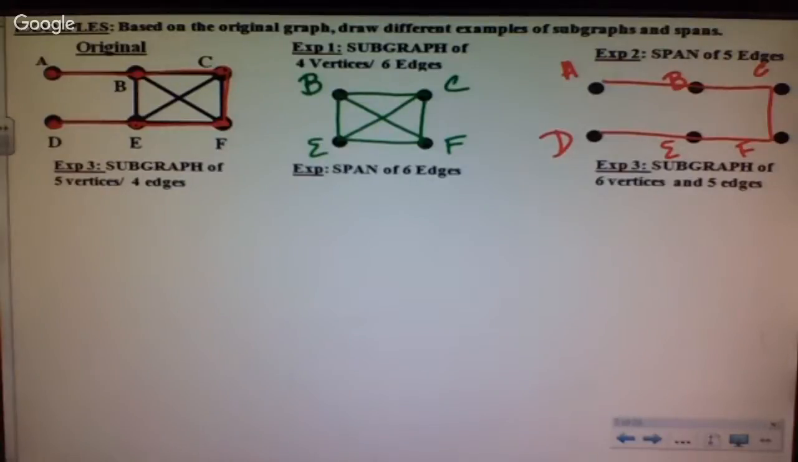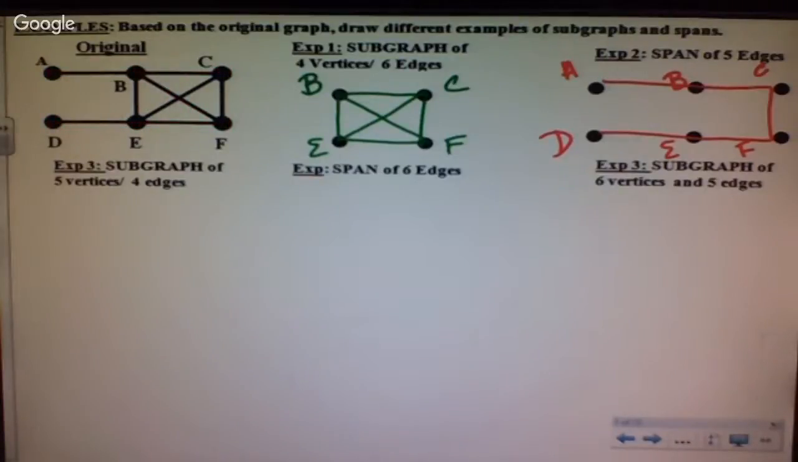Now, I could have switched it up. Instead of using C to F, I could have connected B to F. And that's still a span with 5 edges. Okay. It doesn't matter what 5 edges you use as long as you reach out to each vertex.